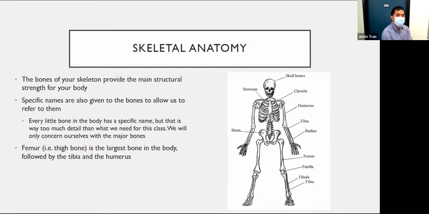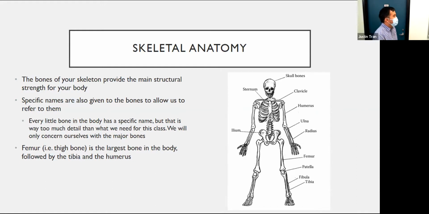Your skeleton is made up of bones, right? And the main purpose of bones in your body is to provide the main structural strength for your body. Every single bone in your body, there's like 200 something of them, has a specific name. That means, yes, each individual rib and each individual spine bone has its own name. That's why there's so many of them. But for our purposes, it's not that important to actually remember all those different names, right?